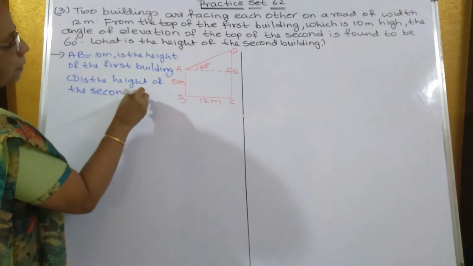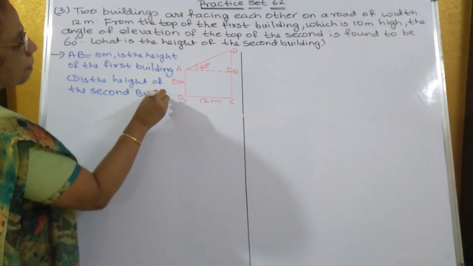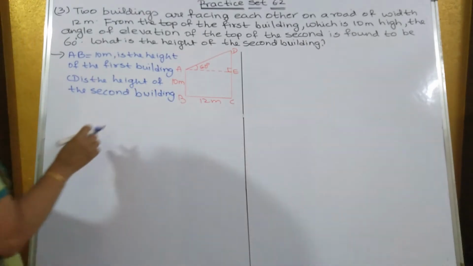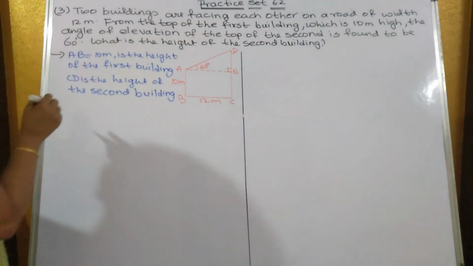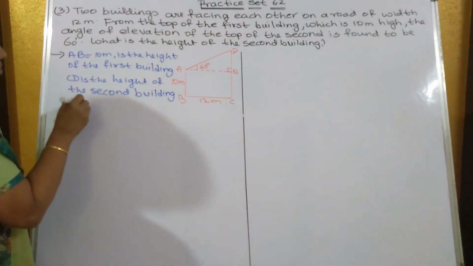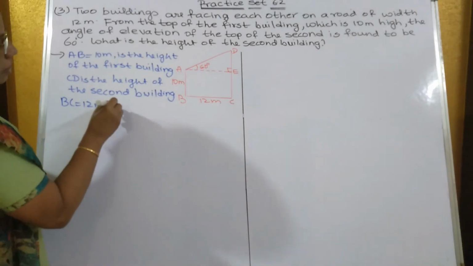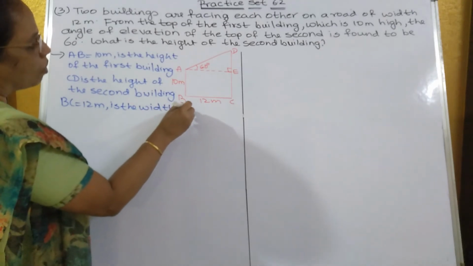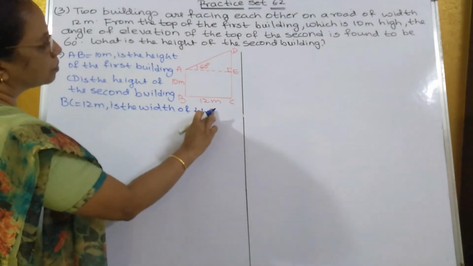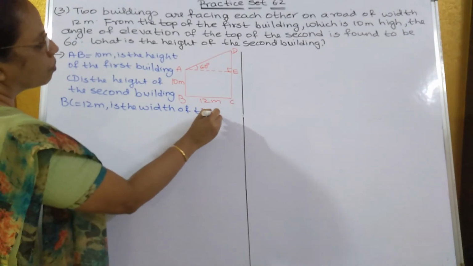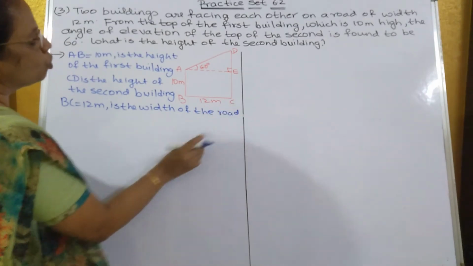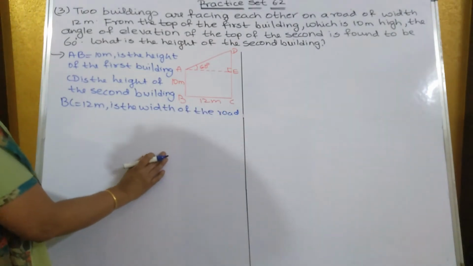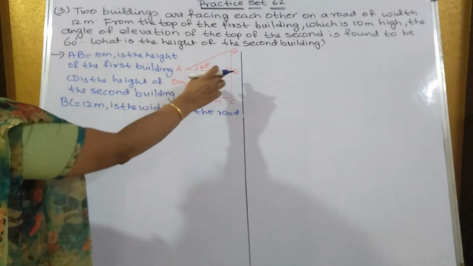Second building is the height of the second building, and BC is equal to 12 meter, is the width of the road. The two buildings are on either side of the road, so the width of the road is how much? 12 meter. Now let us construct AE.